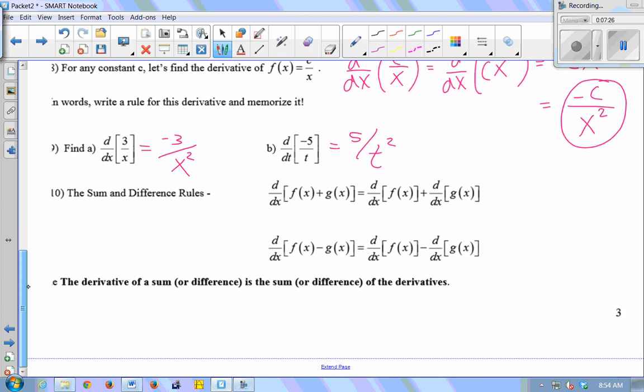All right, we have some sum and difference rules. If you want to take the derivative of a sum of two functions, nice and handy rule, you can take the derivative of each function separately and then add them. Same with a difference. The rule is not so simple for products and quotients, and we'll do those another day.